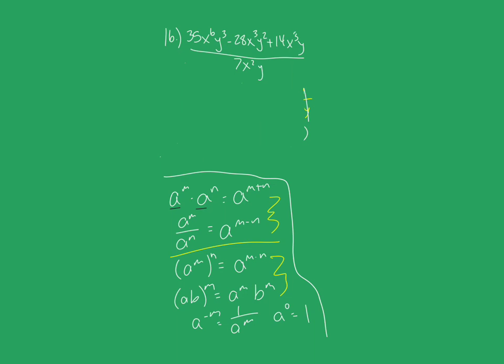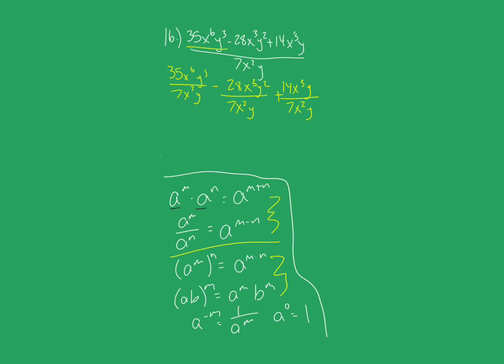All right, so 16 is the exact same concept. So I'm going to take 35x to the 6 y cubed, and it's going to go over 7x squared y. Put minus 28x cubed y squared all over 7x squared y. Then I'm going to put plus 14x cubed y all over 7x squared y.